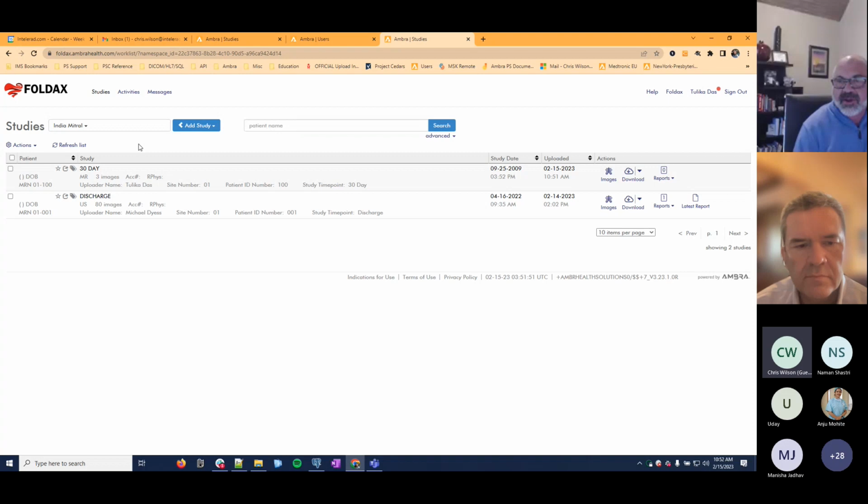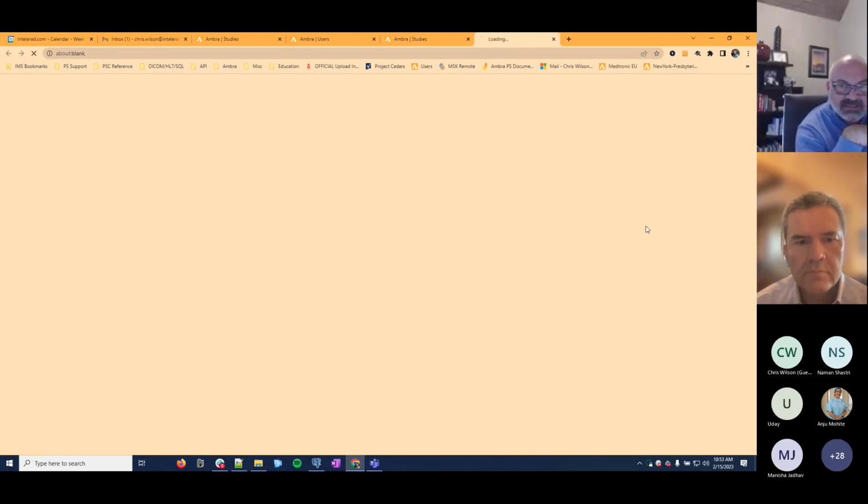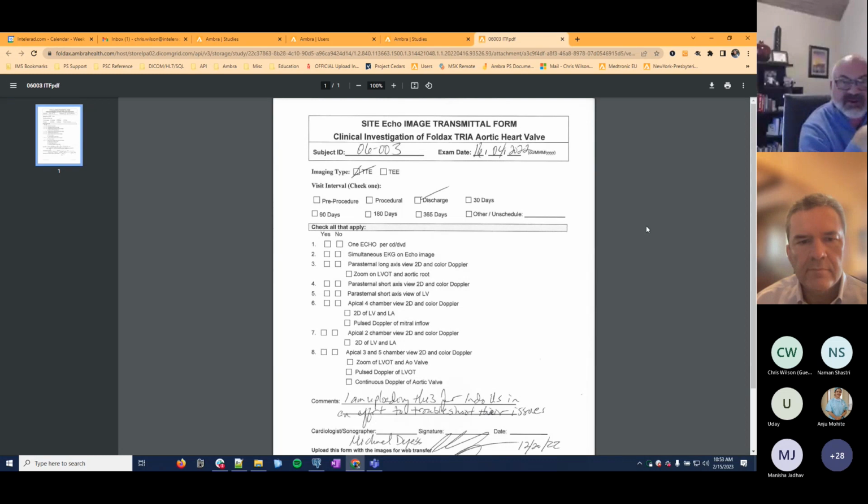Chris, go ahead and show them the report I uploaded on the test. What Chris is referring to here is the image transmittal form, which is imperative for us to know what study this is and the patient's height and weight that we discussed earlier. So there you go. That would be an image transmittal form.